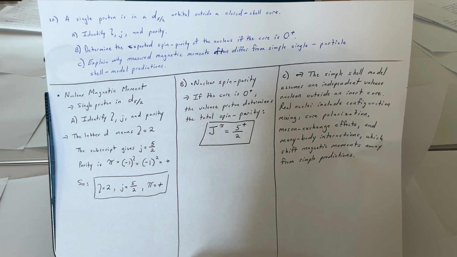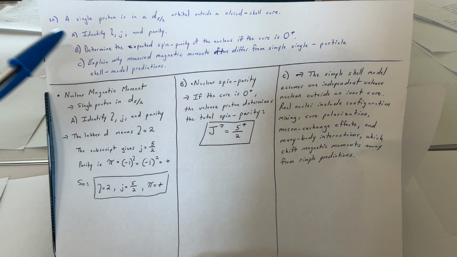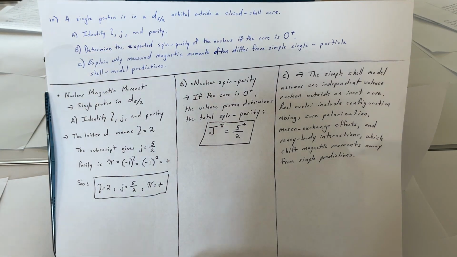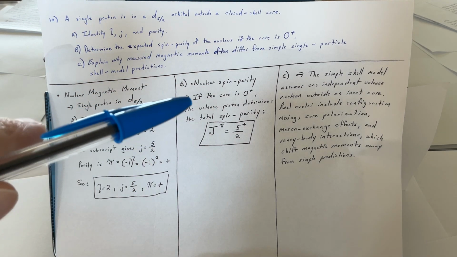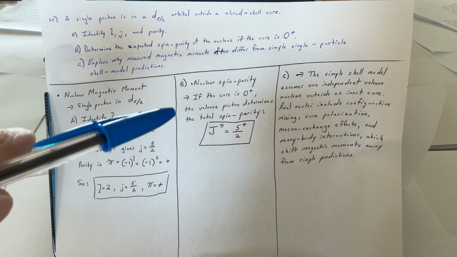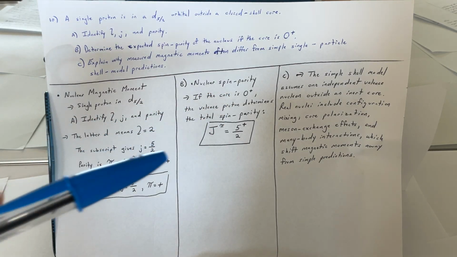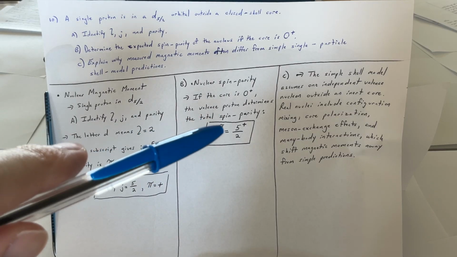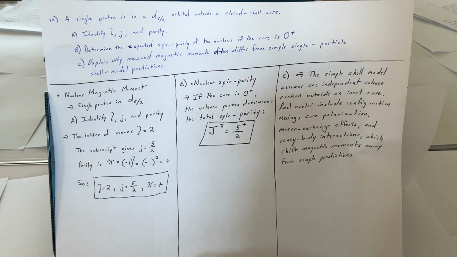Okay, so let's see here. Part B, determine the expected spin parity of the nucleus if the core is 0 plus. So for nuclear spin parity, if the core is 0 plus, the valence proton determines the total spin parity. So we have that J pi equals 5/2 plus.